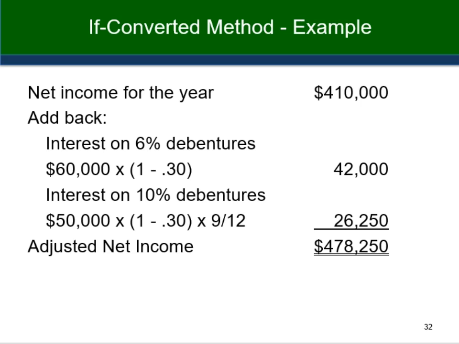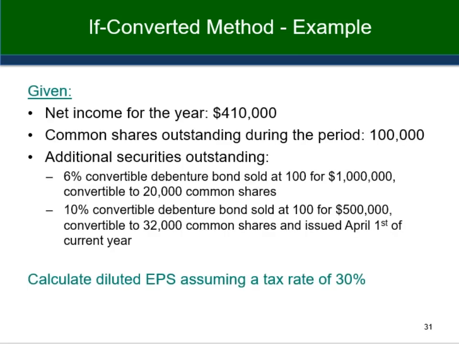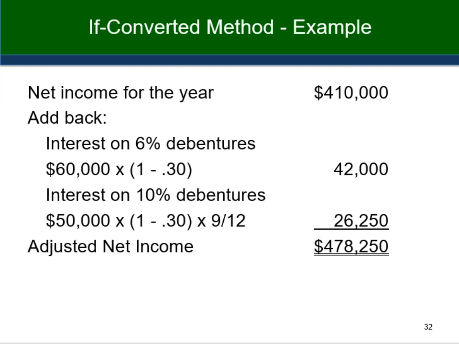The second debenture is a 10% debenture, so the interest cost is $50,000, and it's also after tax at 70%, but it was issued on April the 1st, so January, February, March. It was only outstanding for 9/12 of the year, so we only save three-quarters of the year of interest because we didn't have to pay interest for the first three months. So 50,000 times 0.7 times 9/12 works out to $26,250. If the debentures were converted at the beginning of the year, we would have had net income of $478,250.